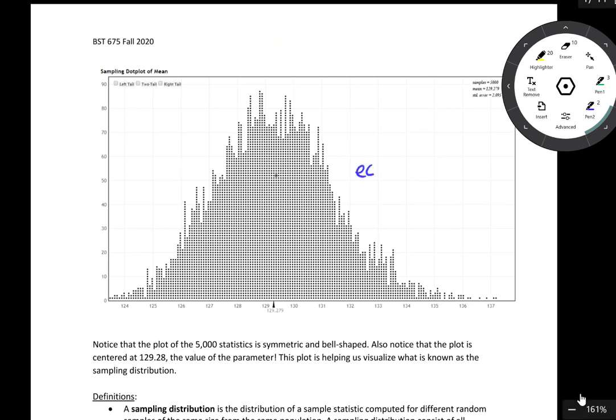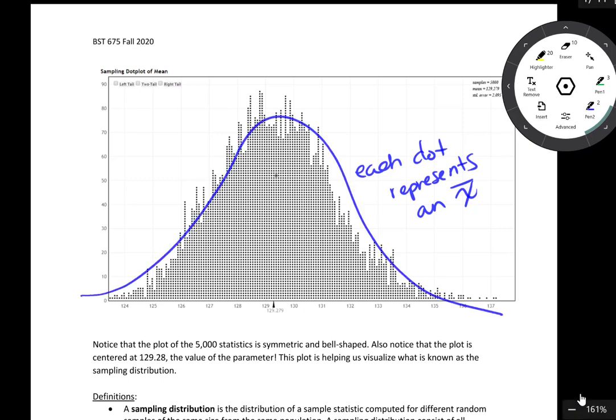So notice that each dot represents an x-bar. So again, these are not individual race times. These are sample means of race times. That's what we are looking at here. And so a couple of things to notice here. Notice that when we look at the distribution of x-bar, it is no longer the same shape as the population distribution. In fact, it's almost normal.